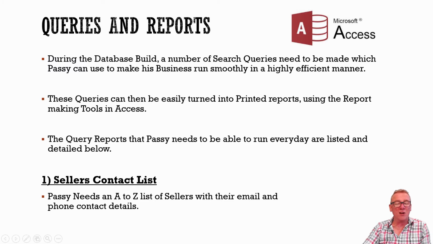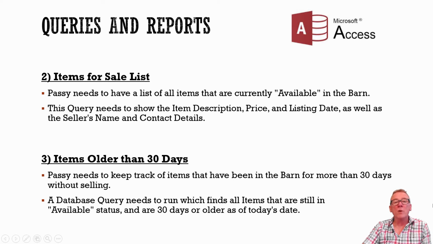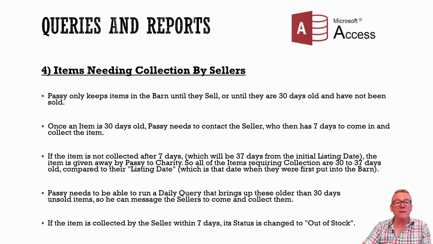The first one we'll need is a seller's contact list, so we can contact people, obviously, when their items are older than 30 days. We need to know what the current items for sale are, so that's going to be another query. And finding out items that are older than 30 days will need to be a query so that we can then contact those people that we're trying to sell them and tell them to come down and collect them. We'll need an items needing collection by sellers report, which is what we were just talking about basically. So we've sort of detailed some things there about what needs to happen in the business process when items need to be collected by sellers.